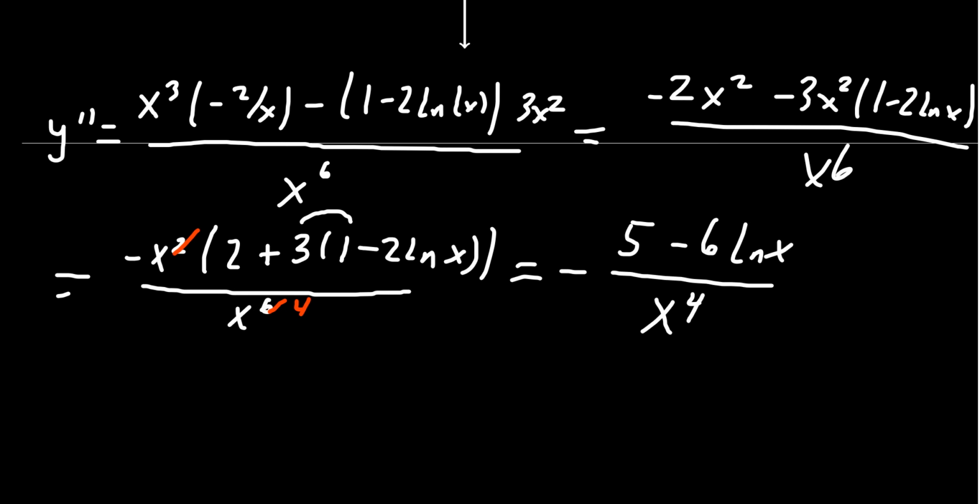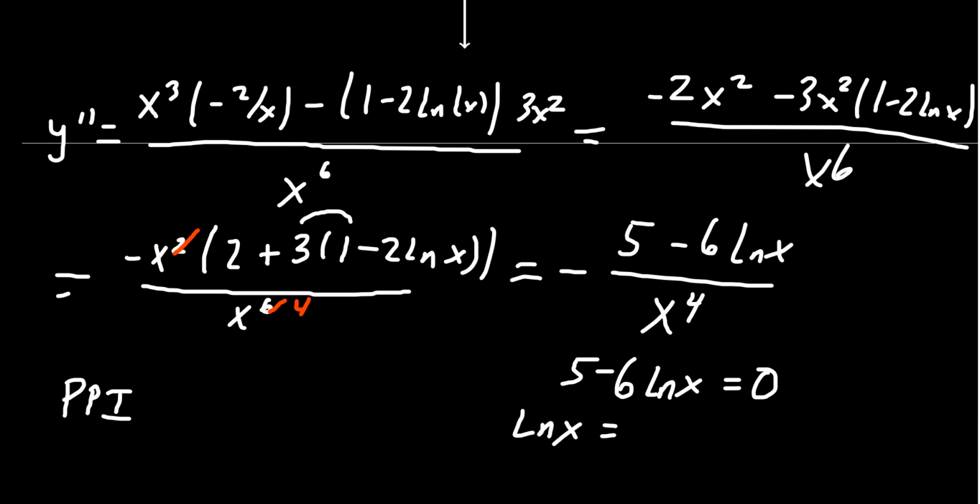So the PPIs here, again, the denominator will go to 0 at 0. The numerator will go to 0 when, well, in that situation, you get 5 minus 6 natural log of x equals 0. Very similar to what we did a moment ago, we're going to get the natural log of x is equal to 5/6. And so our PPI, I should say potential point of inflection, we don't know it's an inflection point yet, it's going to be e to the 5/6 power, which is approximately 2.3.